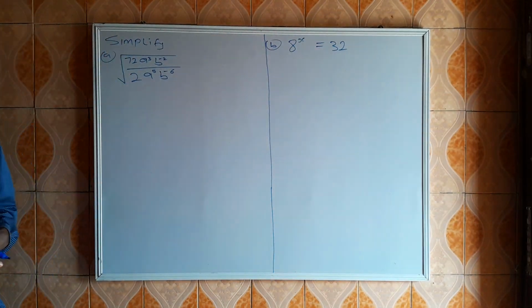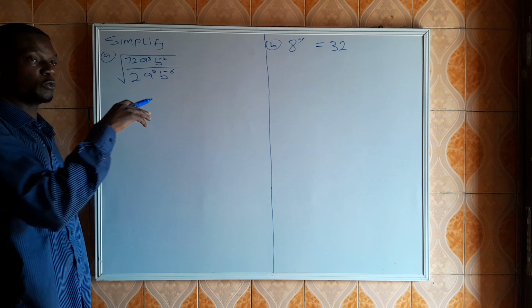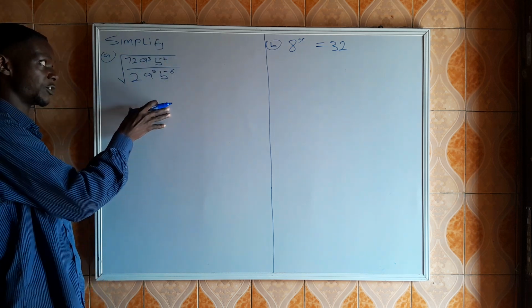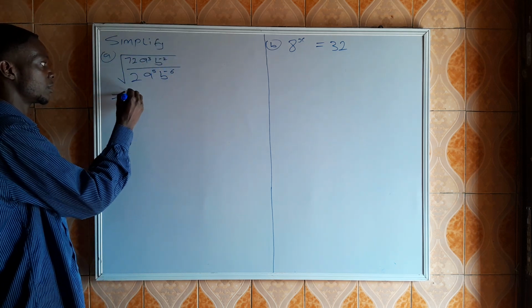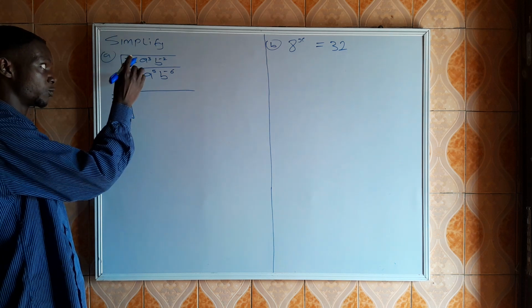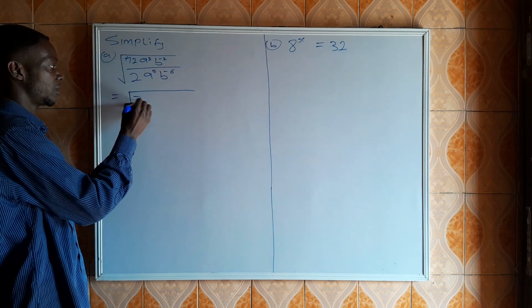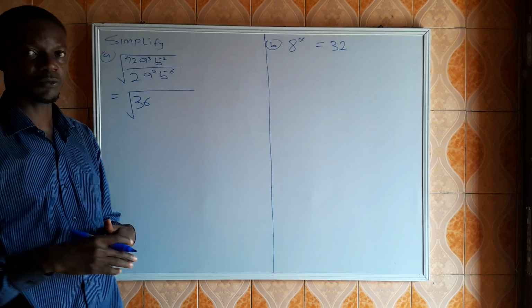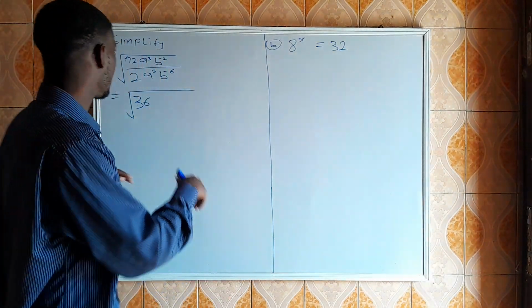Now, let's start with this first. The first thing we need to do is to break down this expression. So it will become this. 72 divided by 2, that will be 36. And from the law of indices, now we have this.